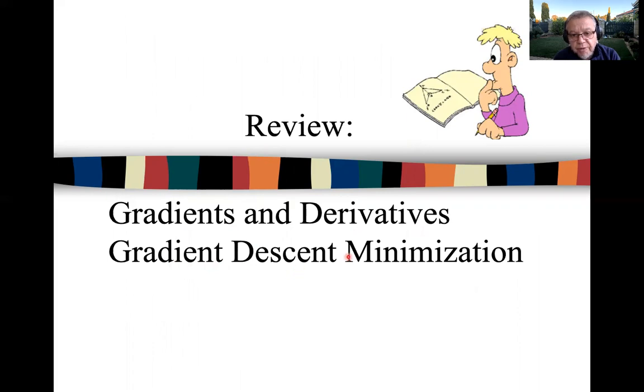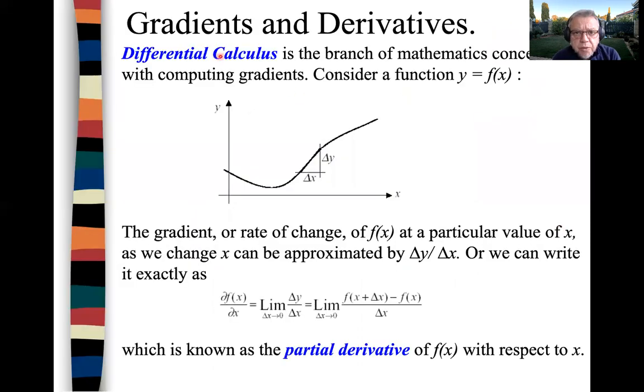And talk about gradient descent minimization, which is an important optimization approach used in lots of supervised deep learning approaches, and also even in meta-learning. So, gradients and derivatives. Differential calculus is the branch of mathematics which deals with computing gradients.